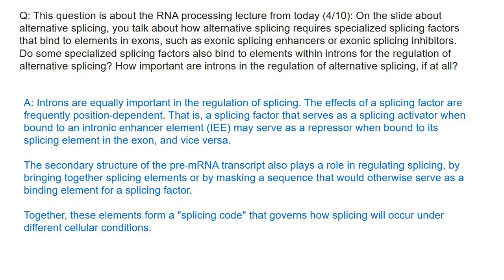So together these elements make something called the splicing code, which will govern how splicing occurs under different cellular conditions. Whether this gene is going to be alternatively spliced or not can be governed by the splicing code, by these splicing elements that regulate splicing. So these can be repressors, these can be enhancers.